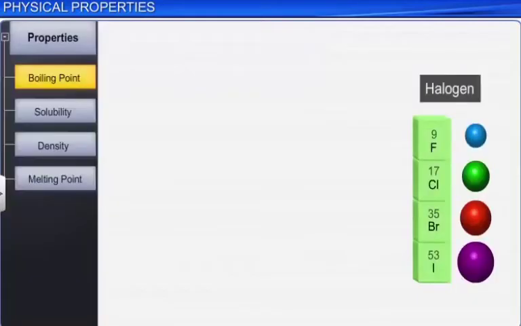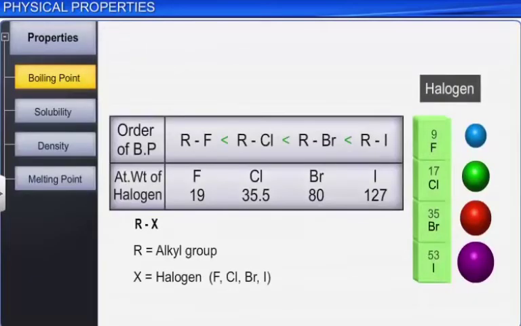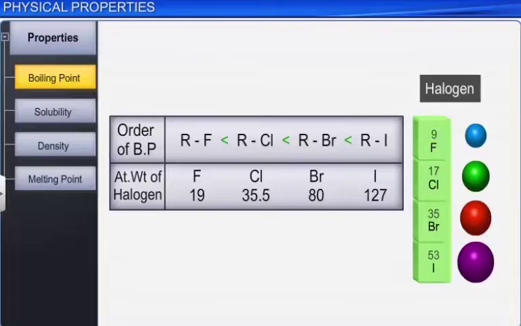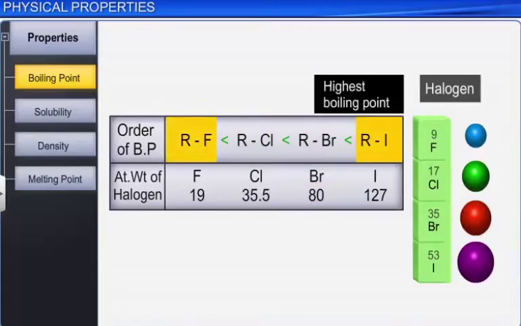For a given alkyl group, the boiling point increases with increasing atomic weight of the halogen. This is due to an increase in the magnitude of van der Waals forces of attraction with an increase in size and mass of the halogen atom. Thus, among the alkyl halides, alkyl iodides have the highest and alkyl fluorides have the lowest boiling points.